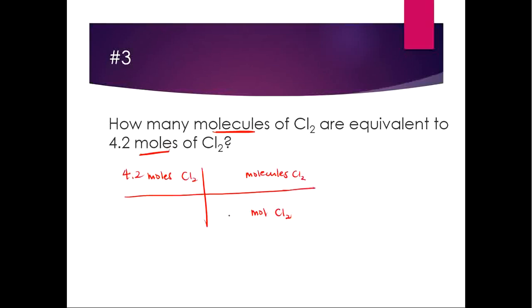So how many moles? 1 mole. How many molecules? 1 mole is equal to 6.02 times 10 to the 23 molecules. Moles cancels out. And then you put that into your calculator. You multiply, right? 4.2 times 6.02 times 10 to 23 divided by 1. And you get an answer of 2.5 times 10 to the 24 molecules of chlorine.